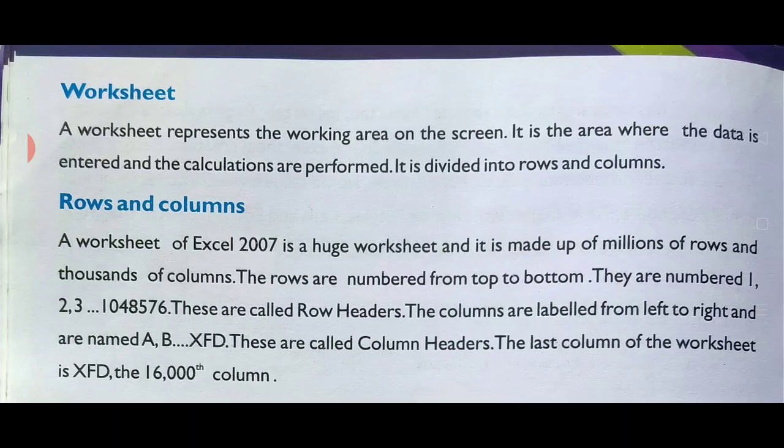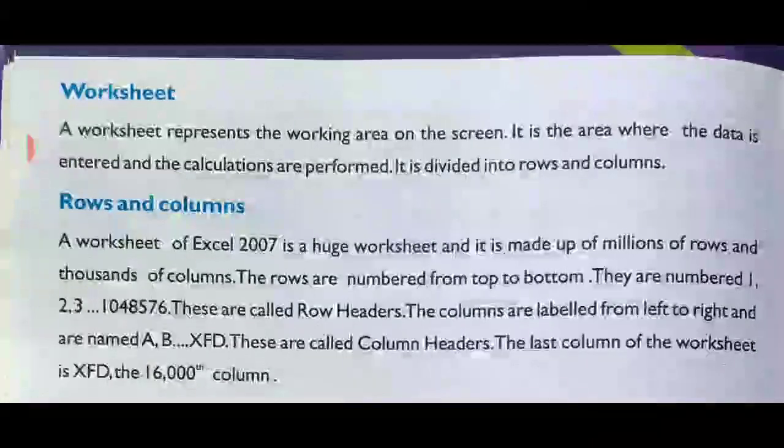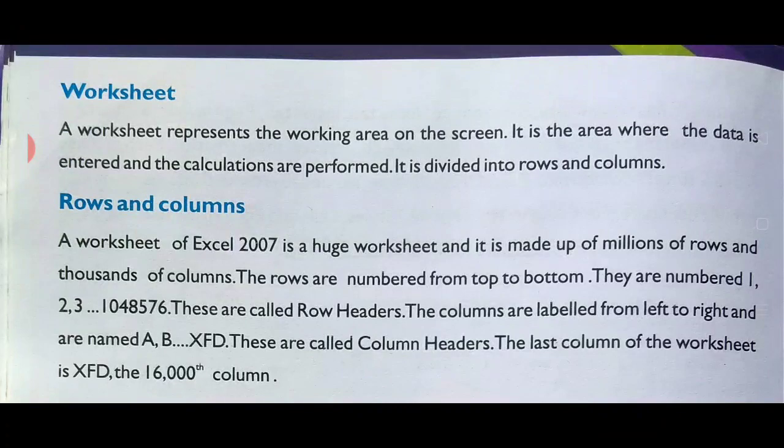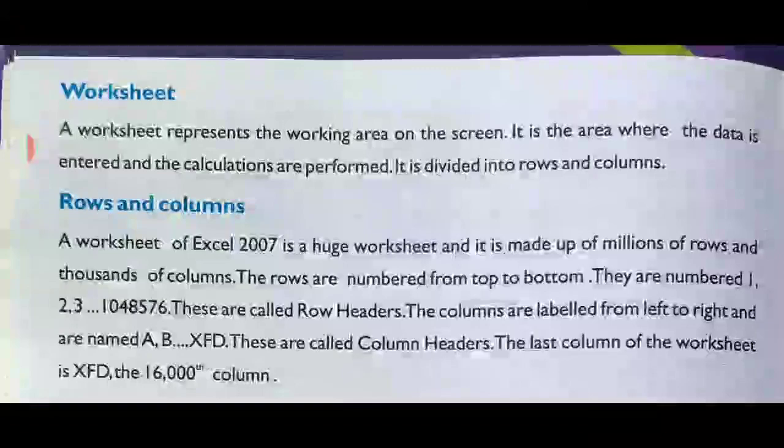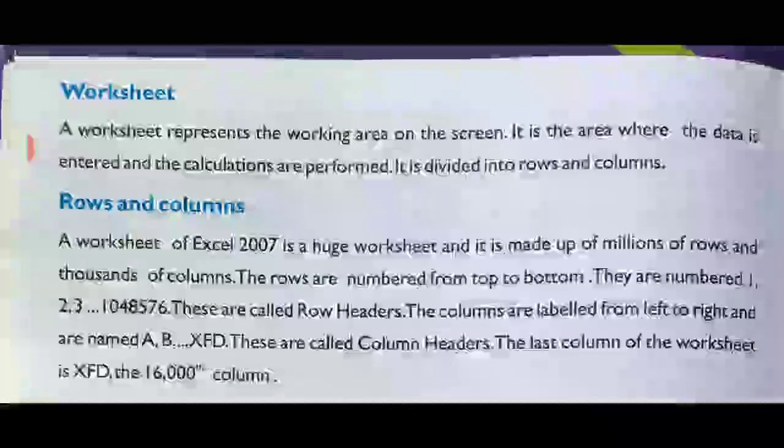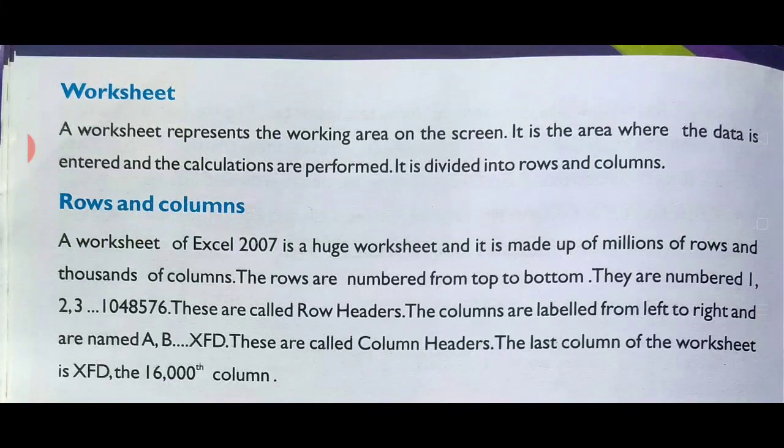Next one is worksheet. A worksheet represents the working area on the screen. It is the area where the data is entered and the calculations are performed. It is divided into rows and columns. Worksheet means where we can perform our activity. Whatever we want to do, we can do in a worksheet. If we think about the worksheet, then we must think about rows and columns.